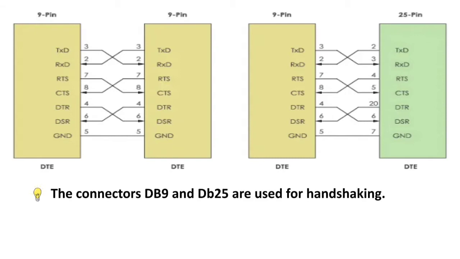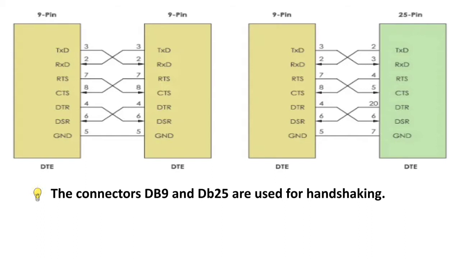Two 9-pin connectors are used for DTE, that is, a transmit signal from pin number 3 is transmitted to the receive signal of pin number 2. Similarly, if we are using a DTE and a DTE both, then a transmit signal from pin number 3 goes to the receive signal of pin number 2 of a 25-pin connector.